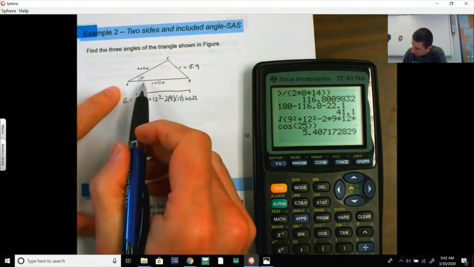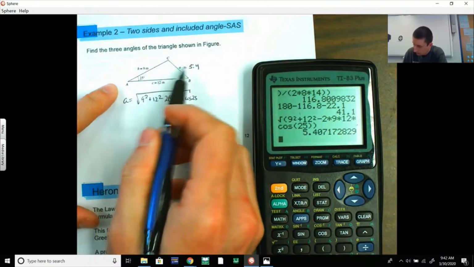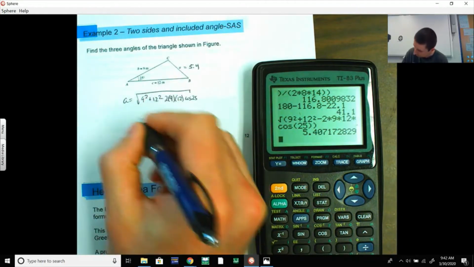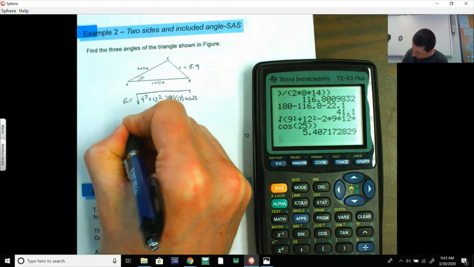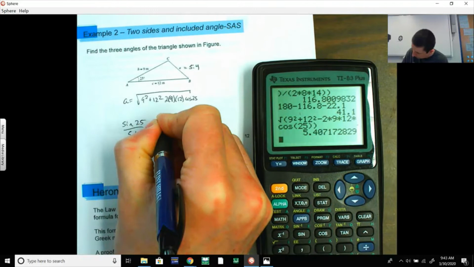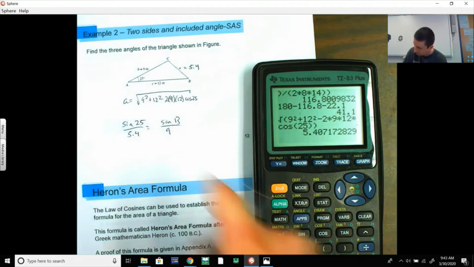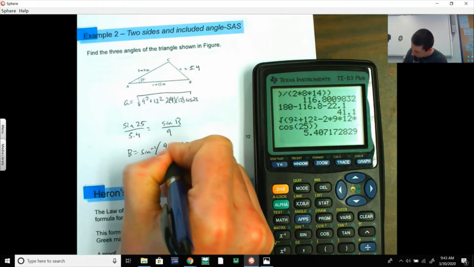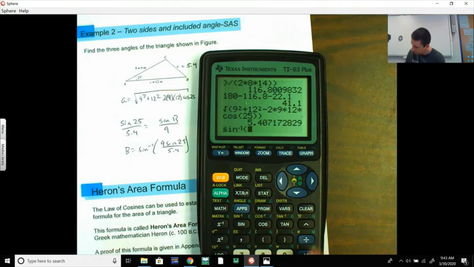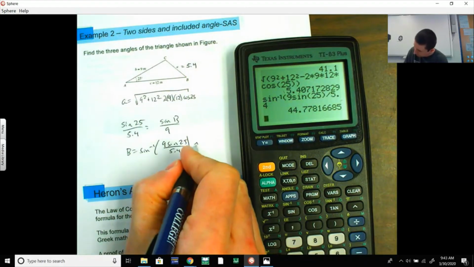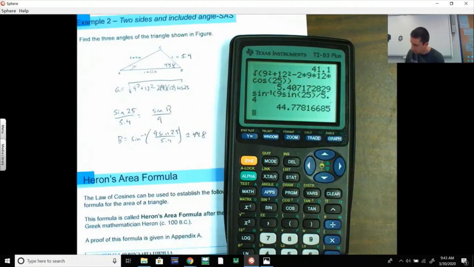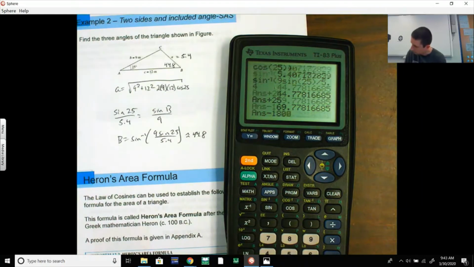Okay. Now you can use the law of sines if you want to find B and C. So let's try it that way, or you can use the alternate form for the law of cosines. So sine of 25 over 5.4 equals the sine of B over 9. So B is the inverse sine of 9 sine 25 over 5.4. That's 44.8. So now you have those two. You can figure out what the last one is, 110.2.